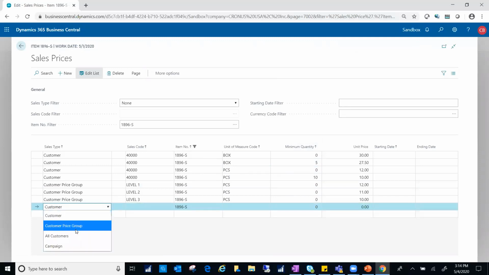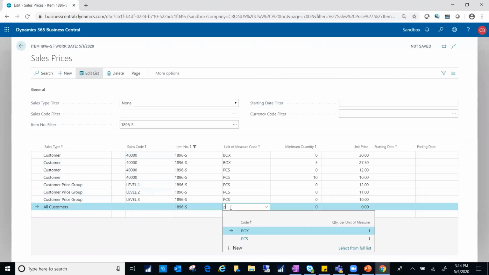I also have another option of just saying all customers. So I don't have to be customer specific. I don't have to have a price group. I could just say for all customers that buy this item, by piece, I'm going to sell it for $12.50. And I could also set it up based on a period of time.